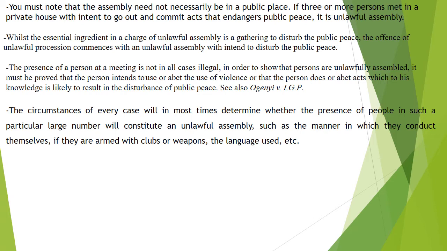So the essential ingredient in a charge of unlawful assembly is the gathering to disturb the public peace. The offense actually commences with that intent, with the intent by their conduct to create apprehension, with intent to disturb the public peace. So it is necessary for us to have this in mind, that the presence of a person at a meeting is not in all cases illegal. In order to show that persons are unlawfully assembled, it must be proved that the persons intend to cause or abet the use of violence in order to disturb the public peace. This was the position in the case of Oginyi and IGP.